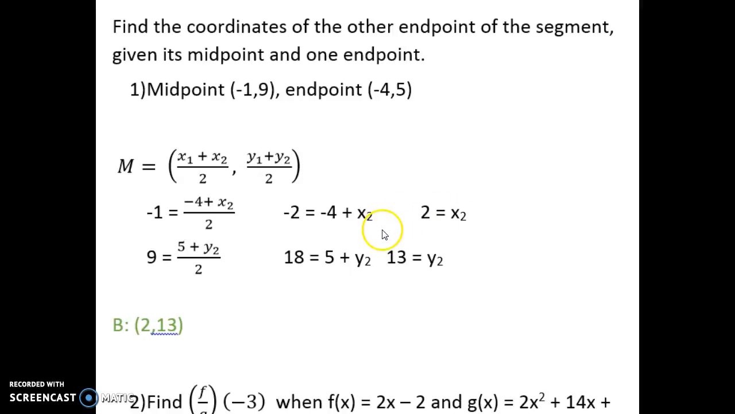And do the same thing with your y values. The y value you know from the one endpoint, the y value you don't know from the other endpoint, average them, and they equal the midpoint y value. And multiply both sides by 2. Subtract 5 from both sides, and here is the y coordinate of the other endpoint. So here's your x and y coordinate and your answer.